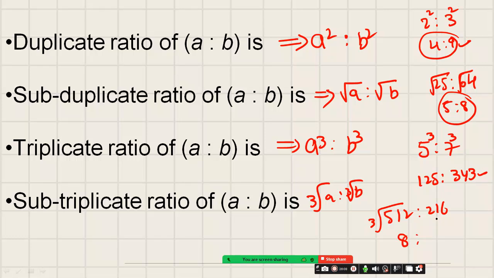8 cube. 8 cube is how much? 512. And cube root of 216 is 6 cube. Okay, 8 is to 6.